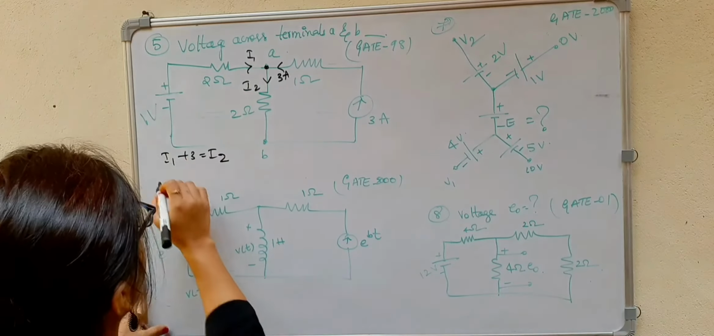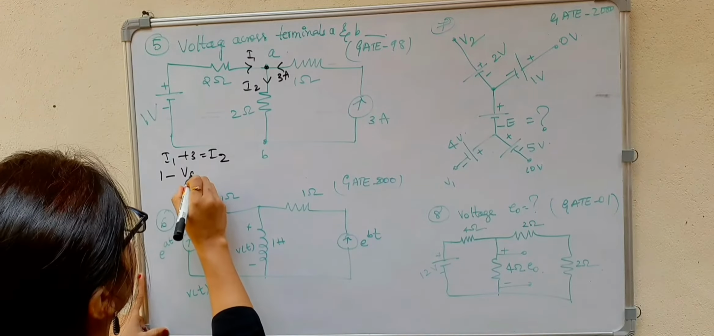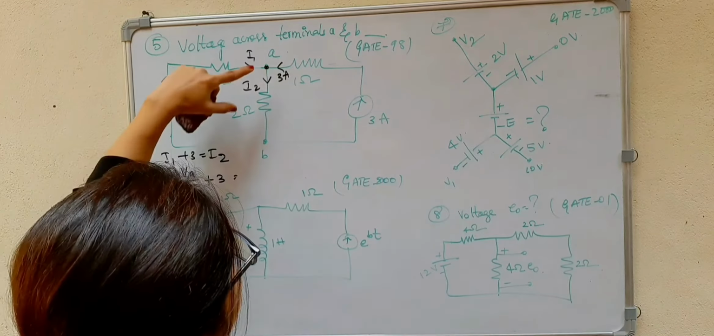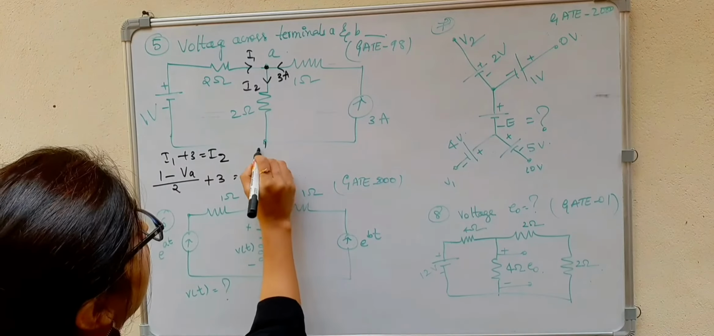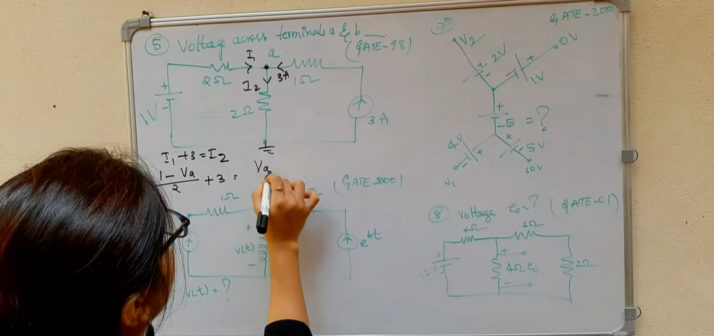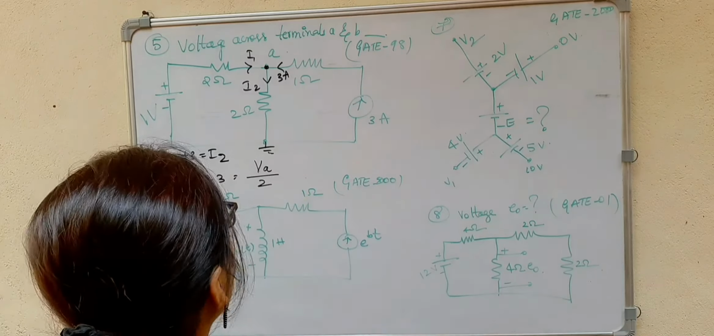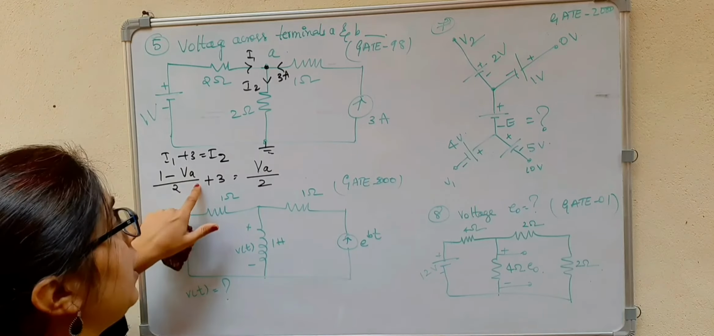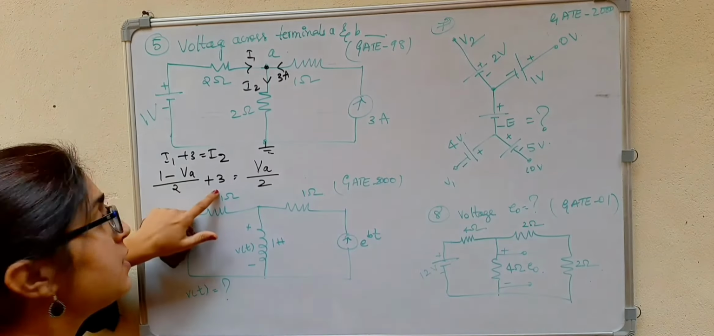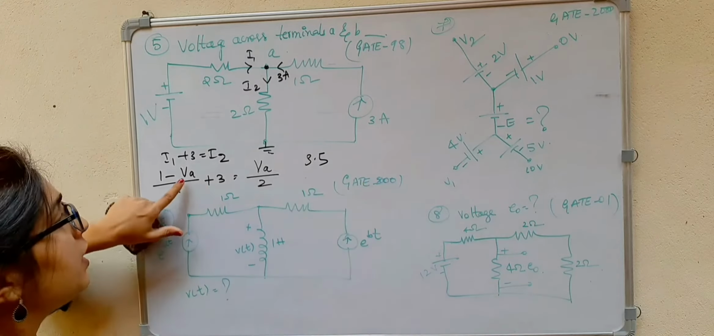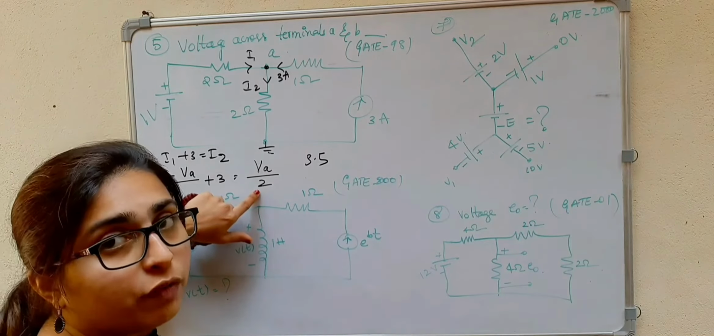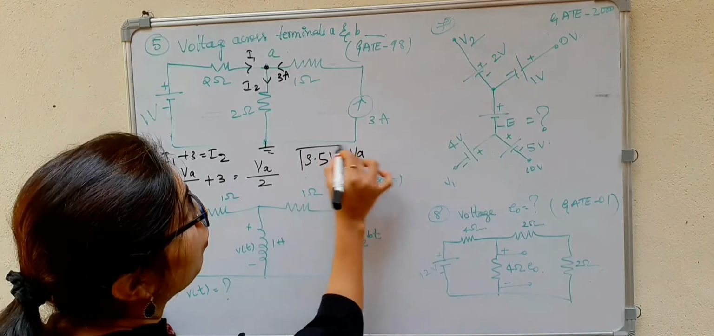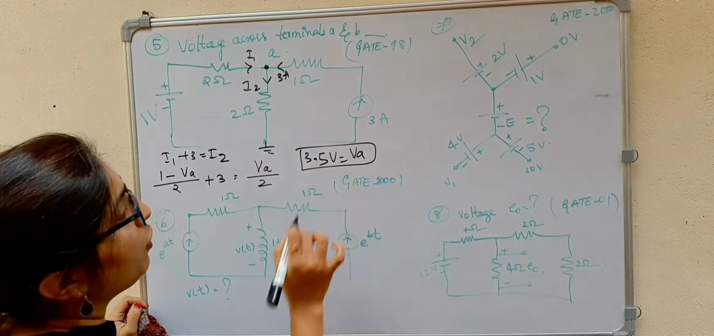This is nothing but (1 minus VA) divided by 2 plus 3, that is equal to this one, which will be VA divided by 2, since this point is like grounded. So it is 0.5 minus 0.5 VA plus 3. 0.5 plus 3 will be 3.5. So it is minus 0.5 plus 0.5 VA. If it comes to the right hand side, it becomes VA. So VA is 3.5 volts.